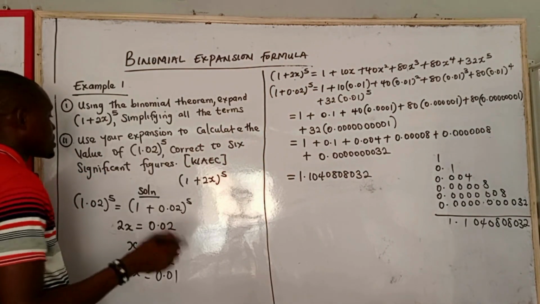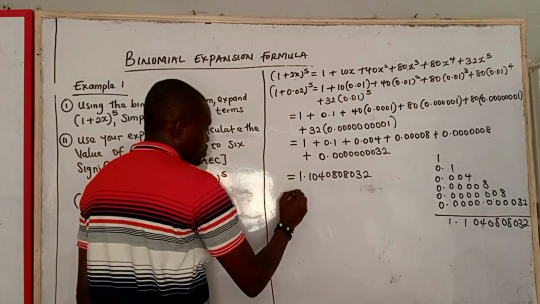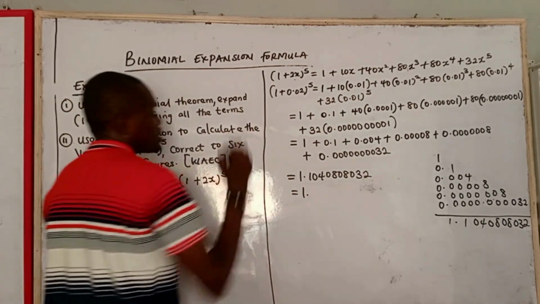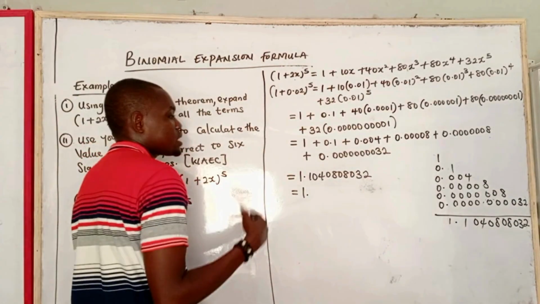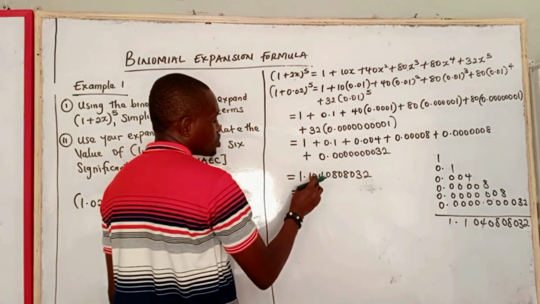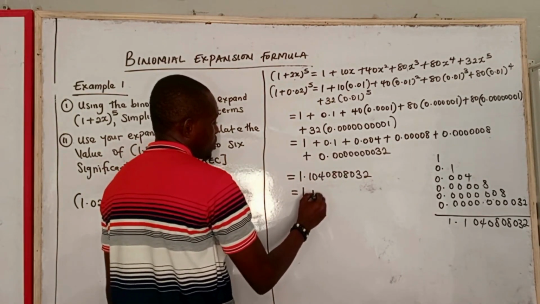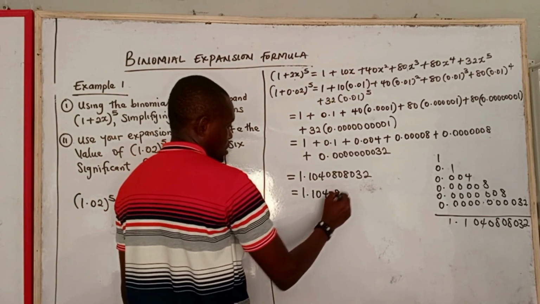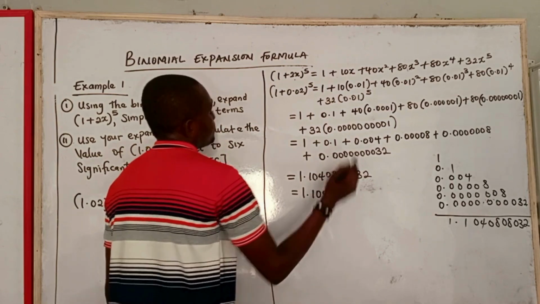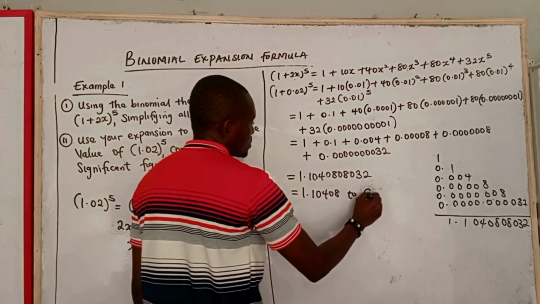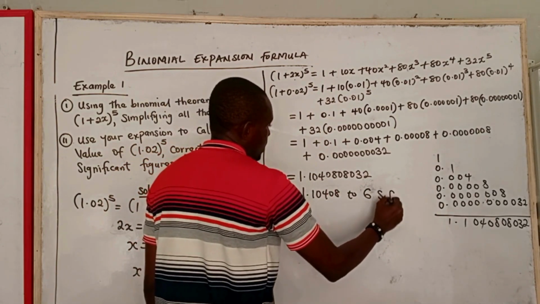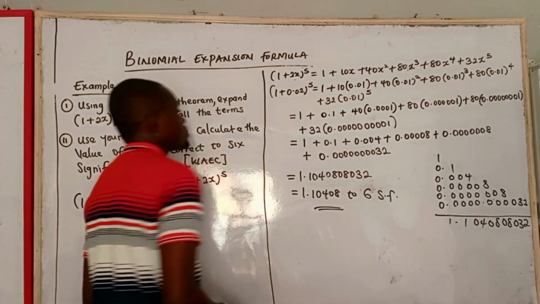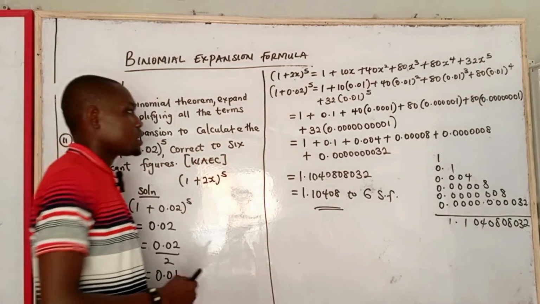Now remember, we should give our final answer to 6 significant figures. That means the first number is the first significant figure, so we need 5 more. So we have 1.10408, to 6 significant figures. So this becomes our final answer.